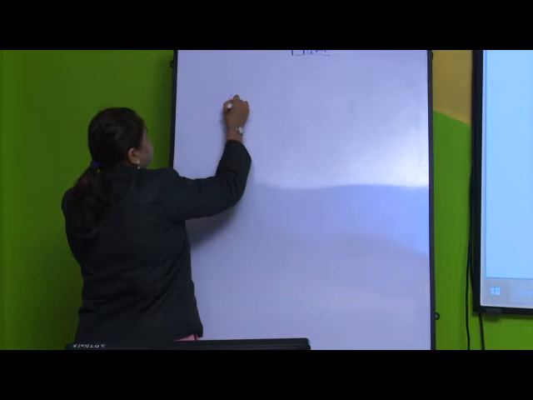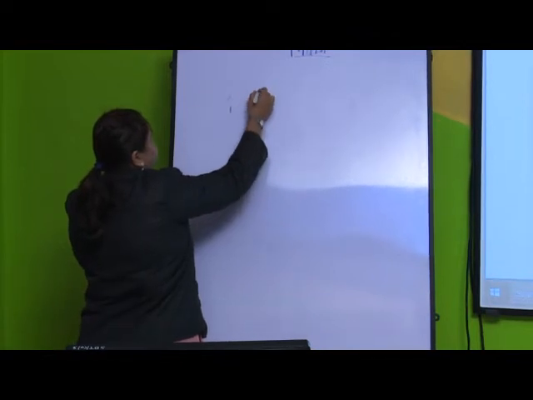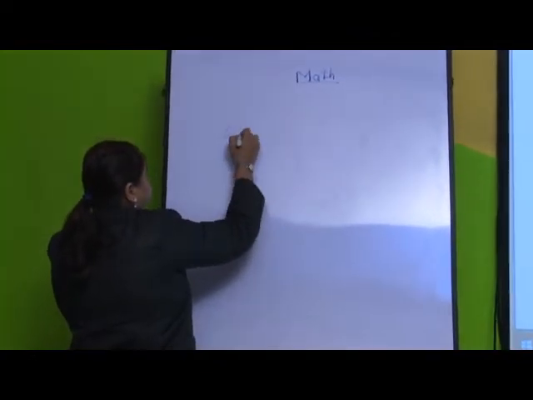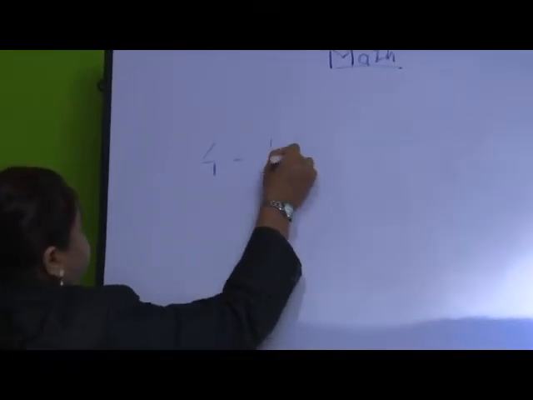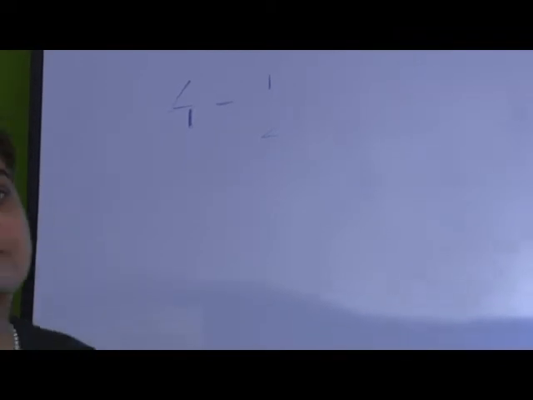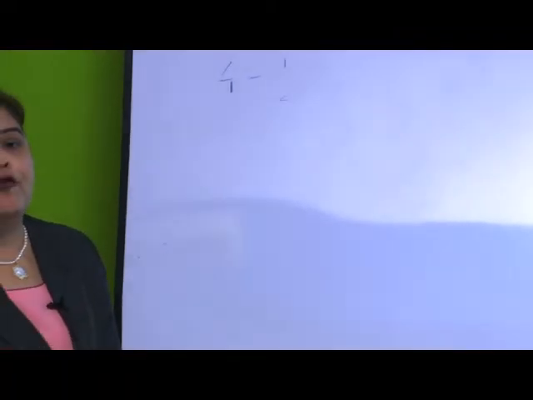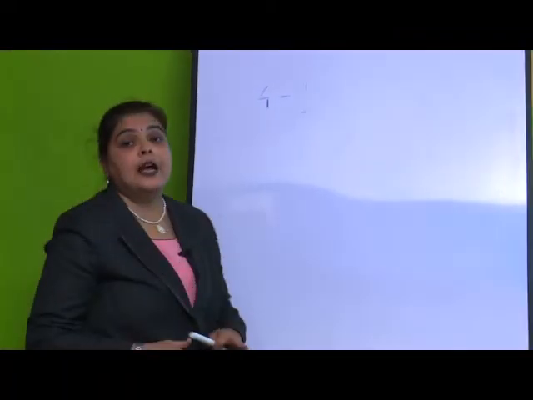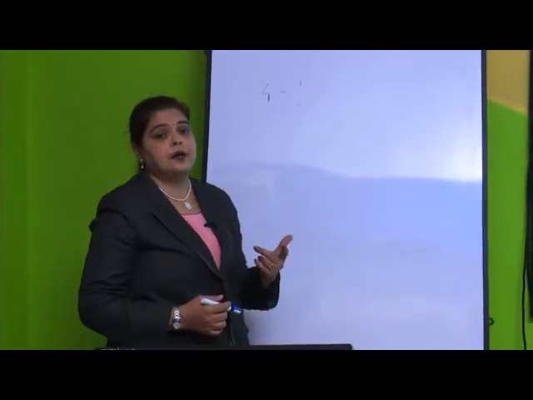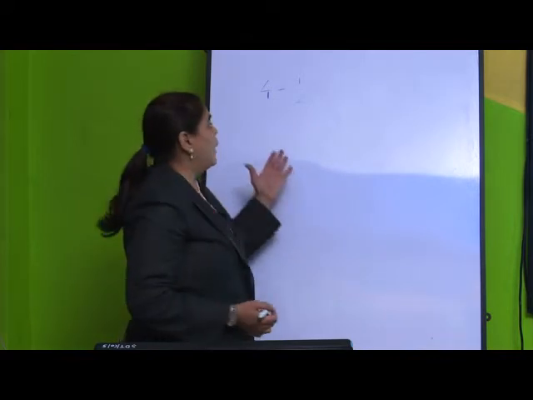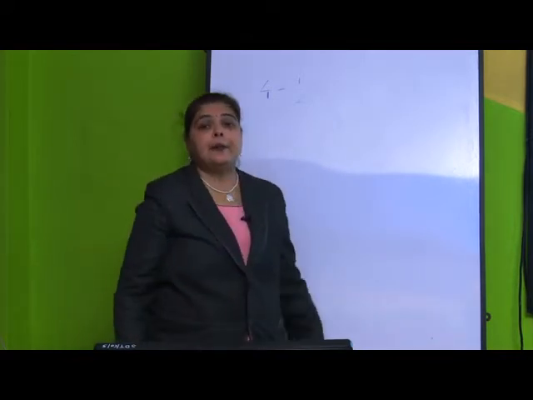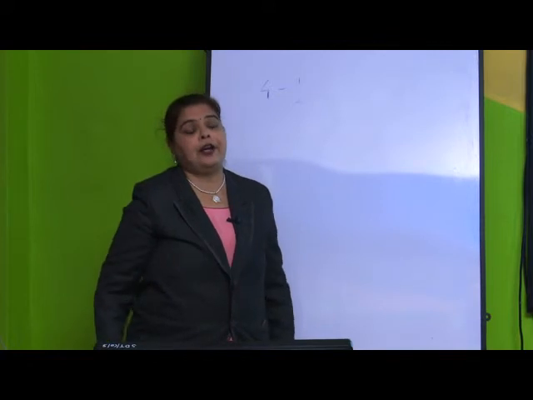Suppose it is 4 minus 1 upon 2. It is 4 minus 1 upon 2. What will be the answer? We can't say directly. Yes, we have to find out the LCM first. What will be the LCM? Here we have a prime number in the denominator. So we have to multiply the denominators directly and we can find the LCM.